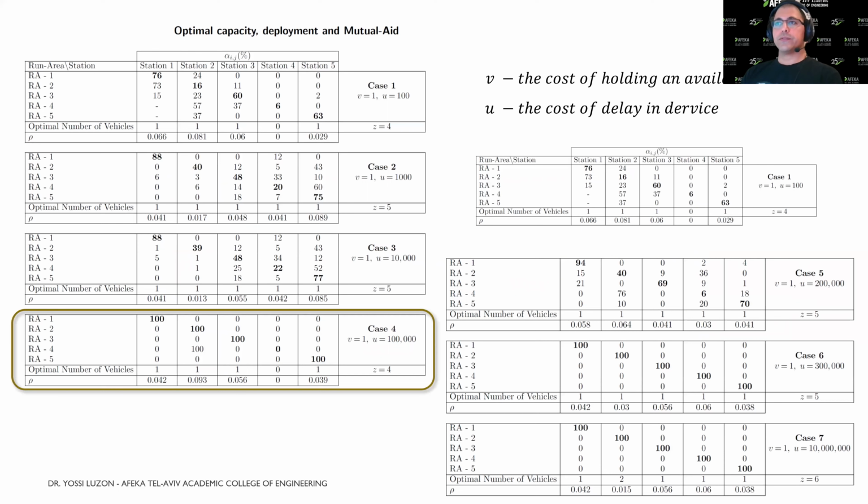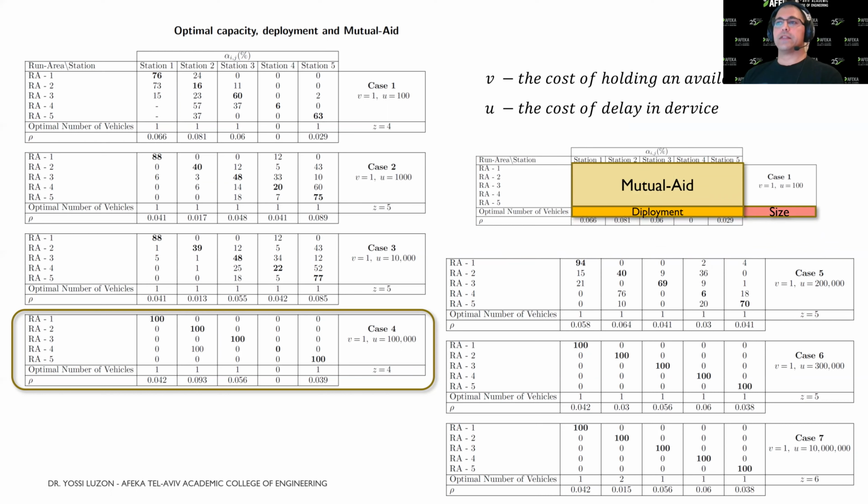In these tables, you can actually see our results obtained by our model. We present 7 cases of different cost ratios of V and U. The tables have 3 parts as expected. 1, the optimal fleet size. 2, the vehicle's deployment to stations. And 3, the optimal mutual aid rate allocation.